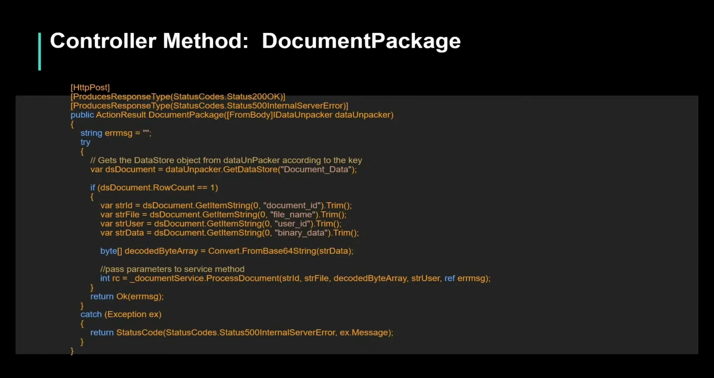On the API side, I have a method called document package, and here you can see for smaller files, I am getting a data store that I called document data. If you recall, in the previous slide on the client, I was assigning that key value to it, and then I'm extracting various pieces of information out of that. For instance, the document ID, the file name, and then the binary data, which at this point is encoded.